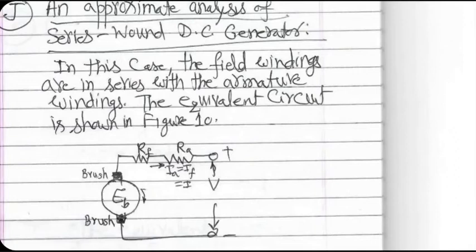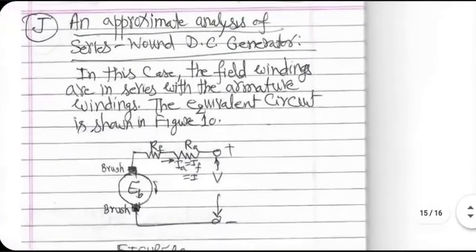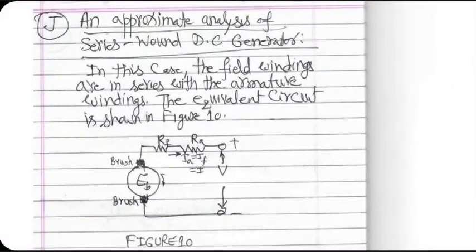So the equation that you need is simple enough. EB minus IA multiplied by RA plus RF should give you V. And of course, IA equal to IF equal to I. Generators generally don't use this connection, but motors do. But anyway, in theory, at least this is possible. You can have both the windings in series with each other.